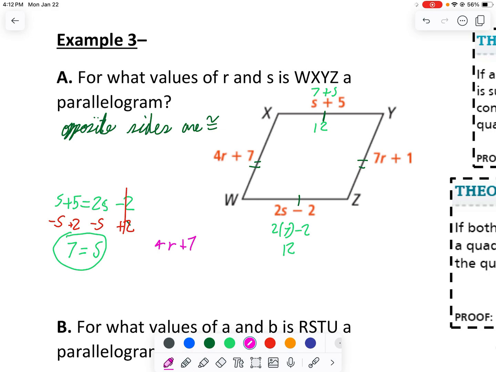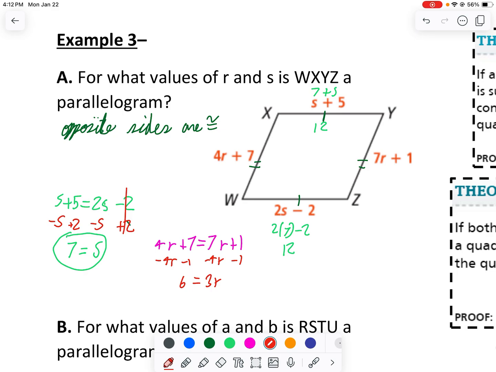4R plus 7 has to be equal to 7R plus 1. Again, go ahead and solve it by putting the R's on one side, and the regular numbers on the other side. So I'm going to subtract 4R from each side, and then I'm going to subtract 1 from each side to get the numbers over there. 7 minus 1 is 6, and 7R minus 4R is 3R. So I get 3R is equal to 6.